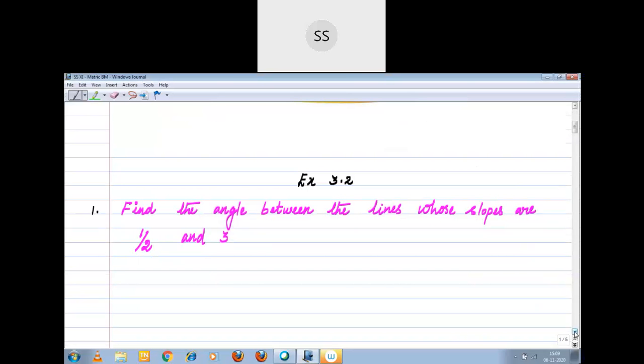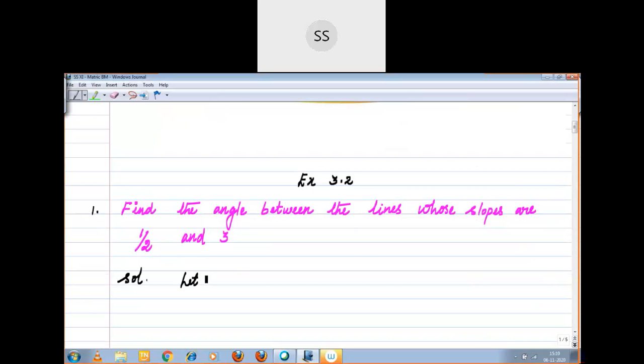Today I am going to discuss exercise 3.2, question number 1. Find the angle between the lines whose slopes are 1 by 2 and 3. Right? Angle between the two lines. Solution.